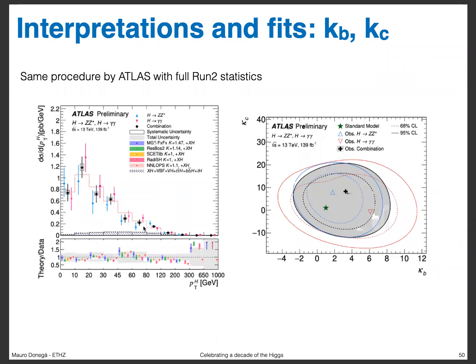Now back to this new plot for the combination, and you see here exactly the same plot, but now produced with the full Run 2 statistics. This is particularly interesting because now you can set up a competition between measuring the effects of the couplings of the Higgs to the charm through measurements of differentials, and the direct search for Higgs to CC.